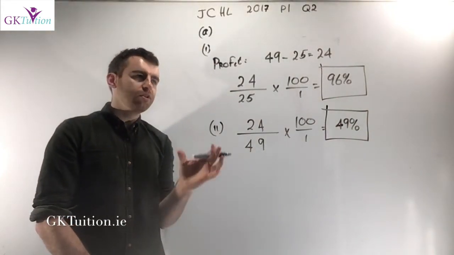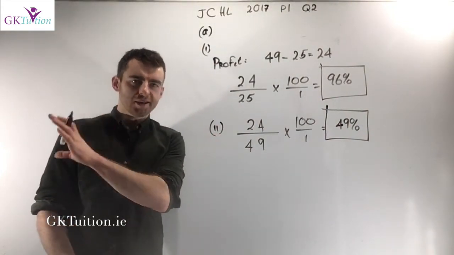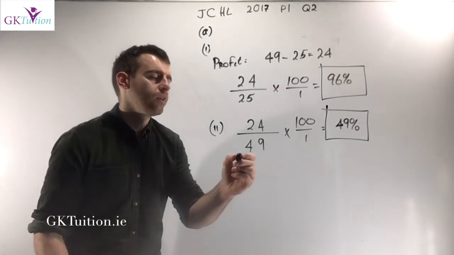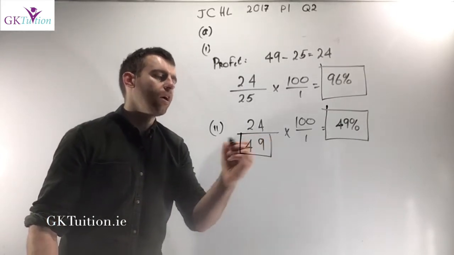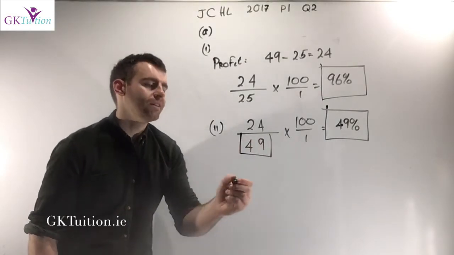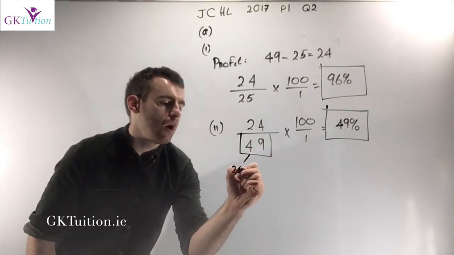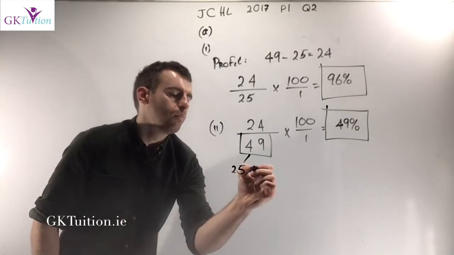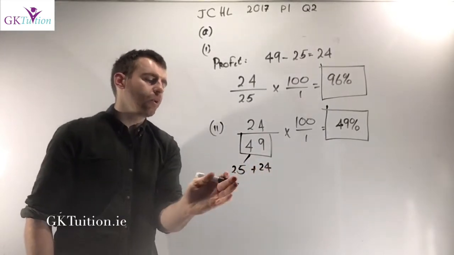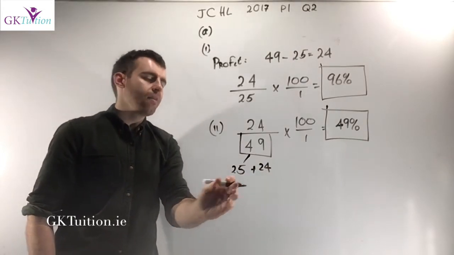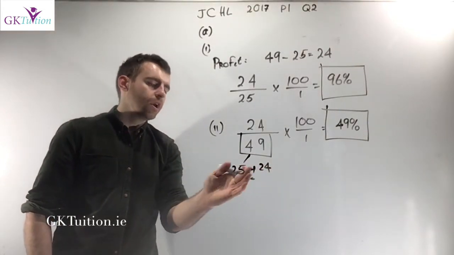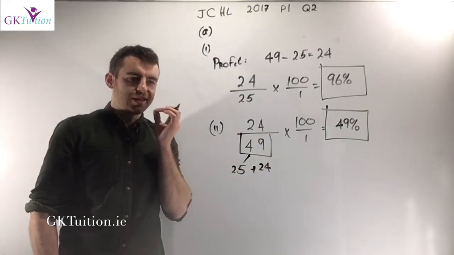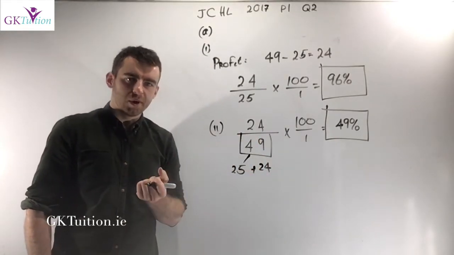Now we're going to have to use this theory to answer the next part of the question. What I want you to really hone in on here is where the 49 comes from. 49 is the selling price, and the selling price is made up of the cost price, the amount of money they spent to buy the t-shirt, plus the profit. They spent €25 to buy the t-shirt, and then they made a profit of €24, so 25 plus 24 makes up the selling price. And I think that's the key to understanding the next part of this question.